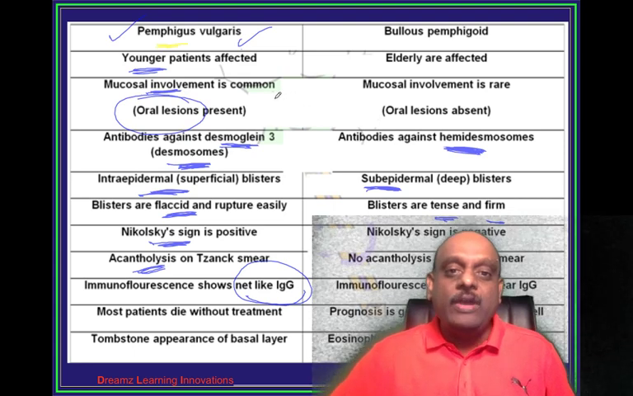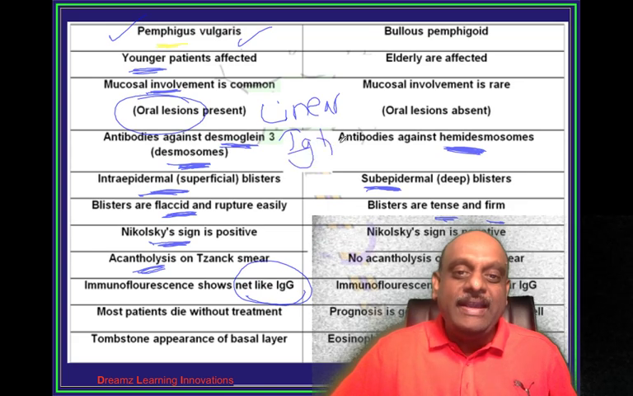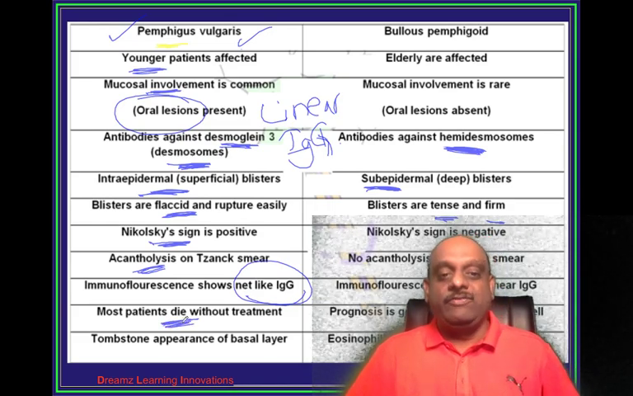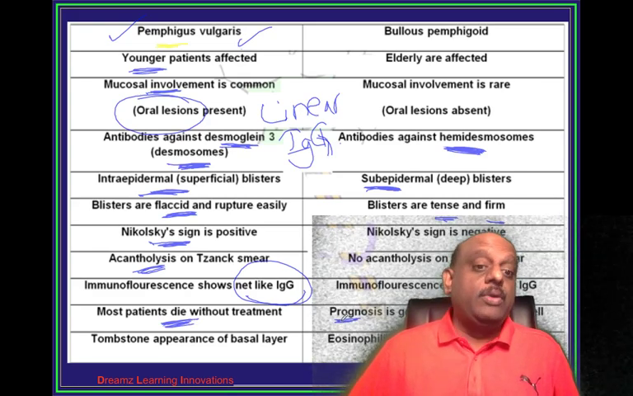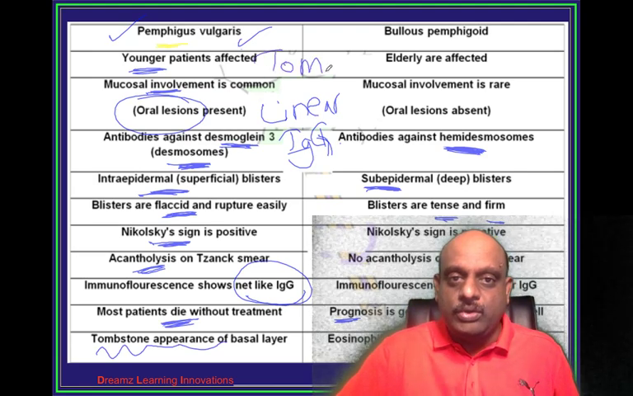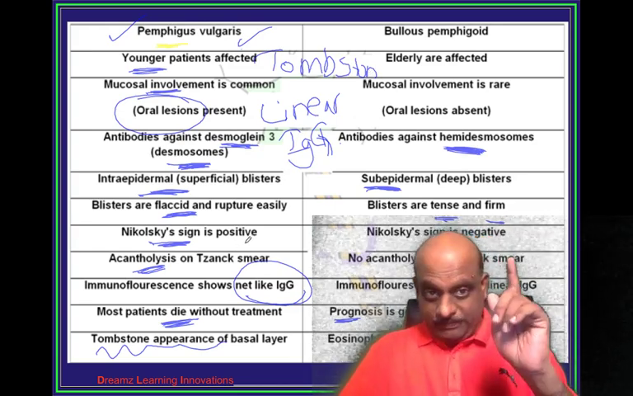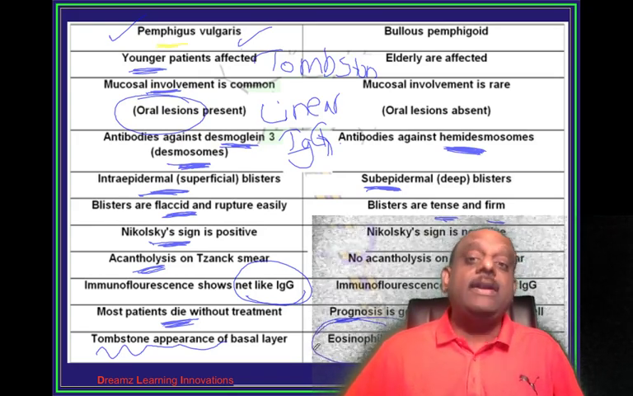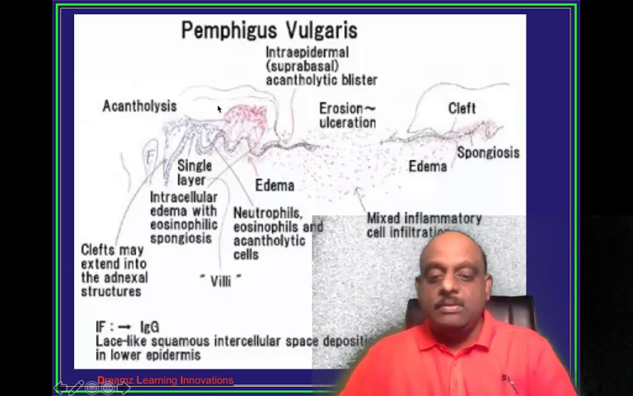Whereas bullous pemphigoid में क्या रहता? Linear IgG is the feature of bullous pemphigoid. Most patients die if you don't treat, if it is Pemphigus vulgaris, but prognosis is good in bullous pemphigoid. Tombstone appearance, please don't forget, doctor, tombstone appearance is a very, very important feature in Pemphigus vulgaris, whereas in bullous pemphigoid, there's an eosinophilic infiltration which is being seen. So these are the points you need to understand. So once more, summarize karo.